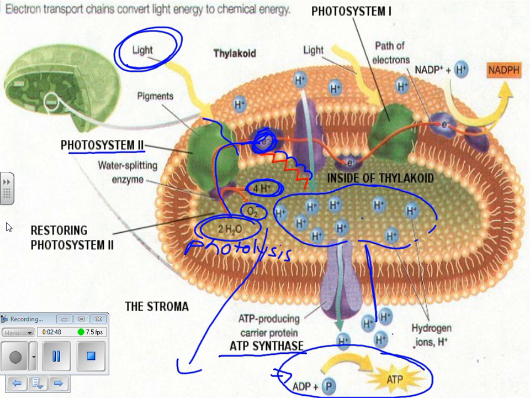The next step, so here's our electron. It's tumbled down the stairs, now it's at the bottom. This electron then gets excited again, so the light strikes it again, and now it jumps up to a higher energy level in photosystem 1.